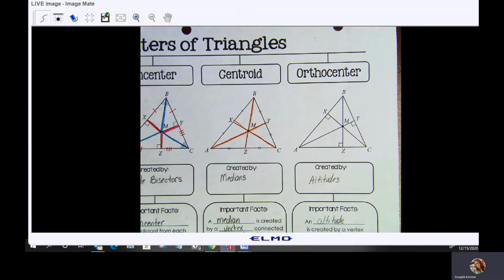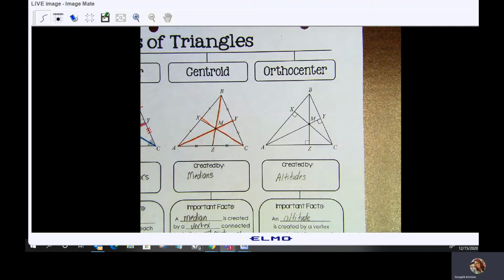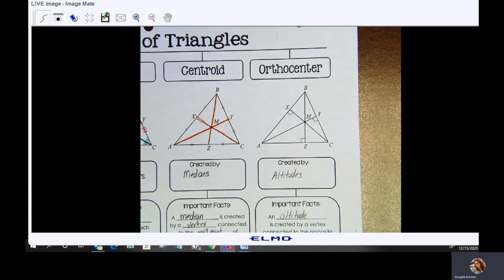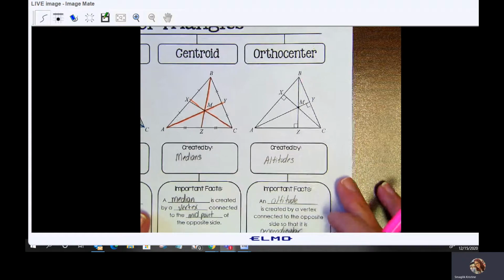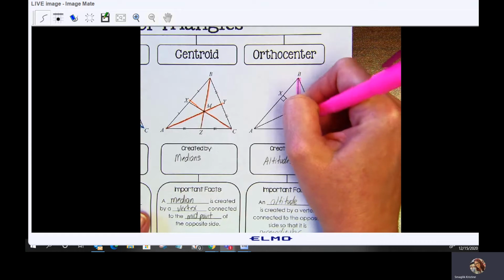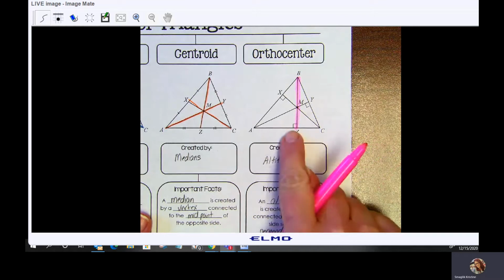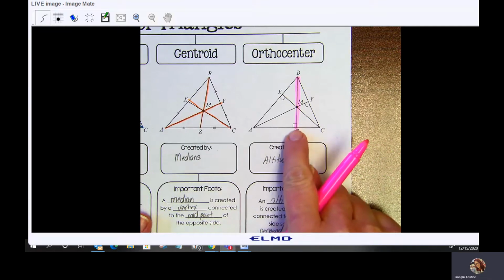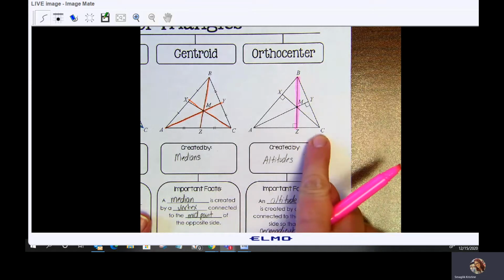And now let's review the orthocenter. Orthocenters are created by altitudes. If you think about altitude as height, an altitude is created by a vertex connected to the opposite side so that it is perpendicular to that side. So we're going from the vertex down to the opposite side, and it has to form perpendicular lines. And again, you see that box, that means we have a 90-degree angle. Line BZ is perpendicular to line segment AC.